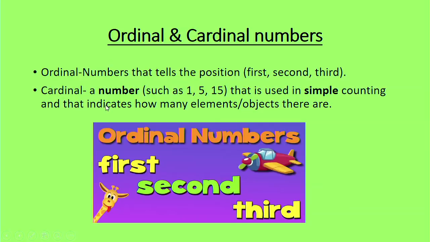And cardinal numbers are the numbers that we know. 1, 2, 3, 5, 15. That is used in simple counting, and that indicates how many objects or elements there are. Cardinal number 1, 2, 3, 4, 5. Ordinal numbers show position, first, second, and third.